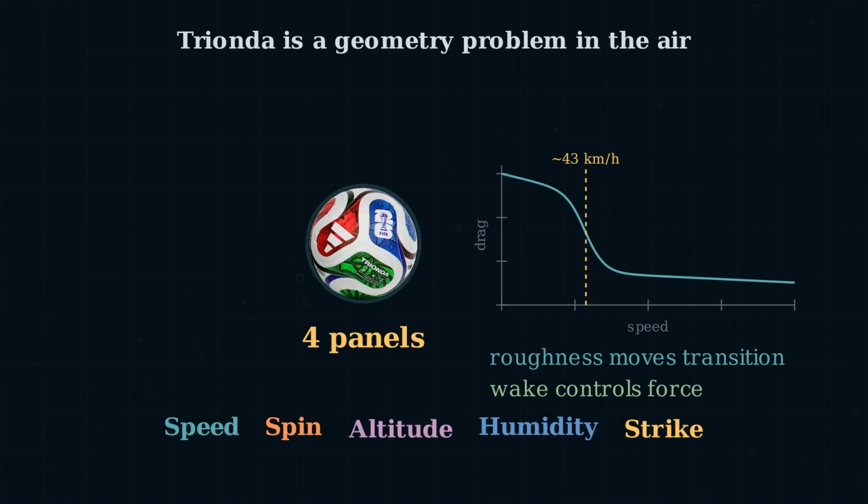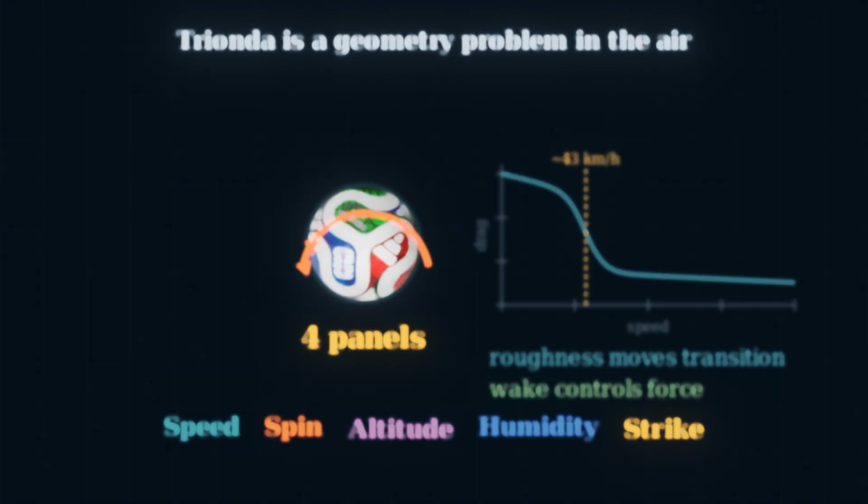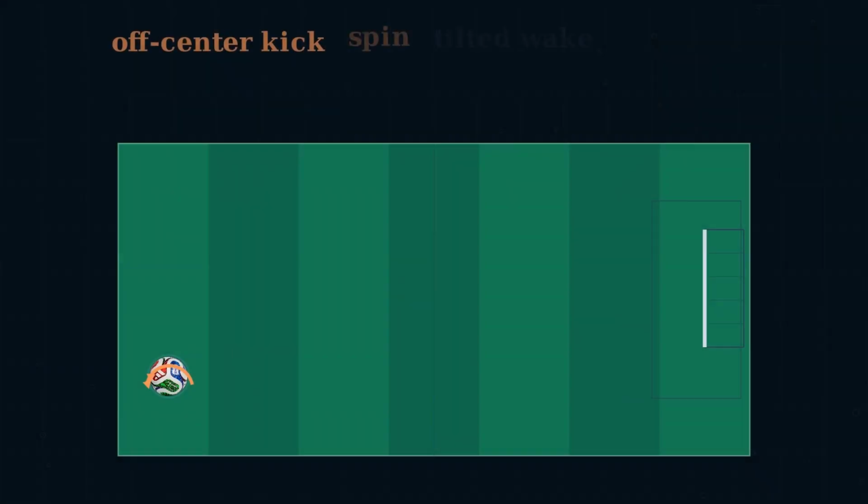Wind tunnel studies of Trionda compare its roughness and drag behavior with recent World Cup balls. The exact flight in a match still depends on speed, spin, altitude, humidity, and the strike itself. But the big idea is clear. Panel geometry and surface roughness help decide how the boundary layer transitions and how stable the wake becomes. The ball's look and the ball's flight are connected, so the curved free kick is a chain.